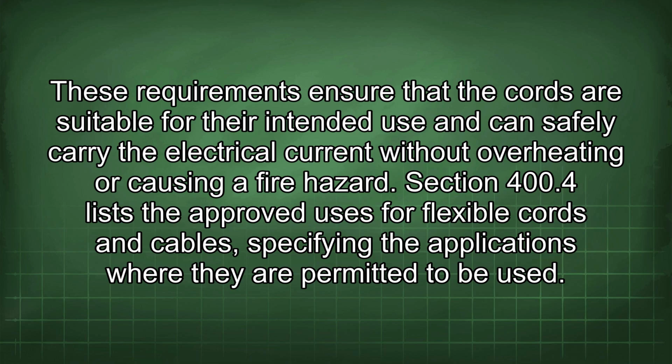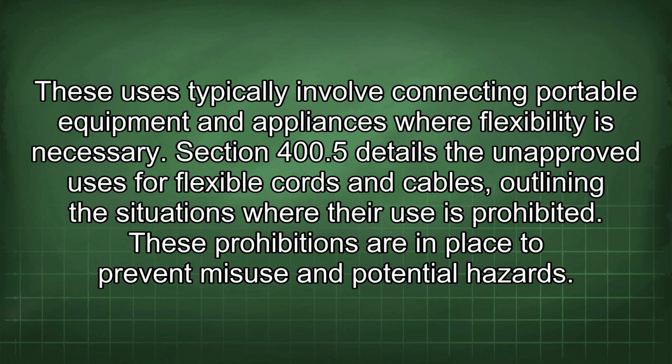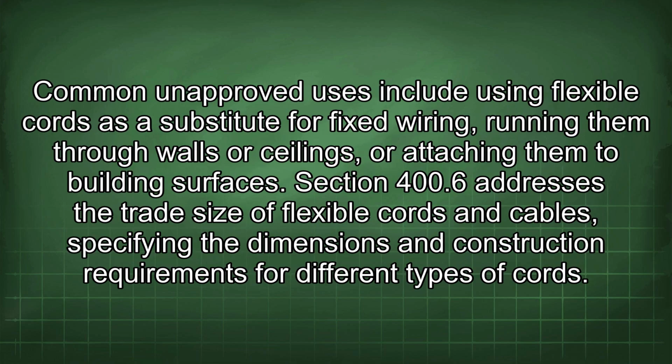Section 400.4 lists the approved uses for flexible cords and cables, specifying the applications where they are permitted to be used. These uses typically involve connecting portable equipment and appliances where flexibility is necessary. Section 400.5 details the unapproved uses for flexible cords and cables, outlining the situations where their use is prohibited. These prohibitions are in place to prevent misuse and potential hazards. Common and approved uses include using flexible cords as a substitute for fixed wiring, running them through walls or ceilings, or attaching them to building surfaces.